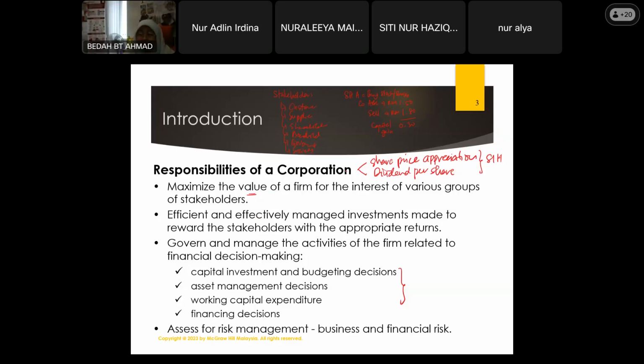increases. And another one, if the company is able to give dividends to the shareholders, that means the company is able to increase or maximize the value of the firm, because to enable the company to pay dividends, the company must have profit or earnings.